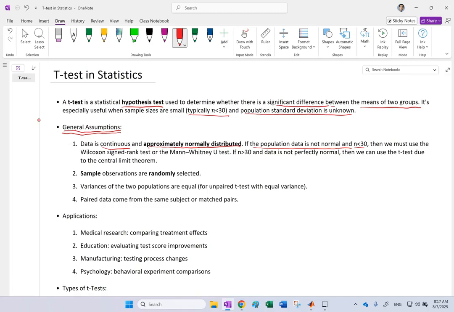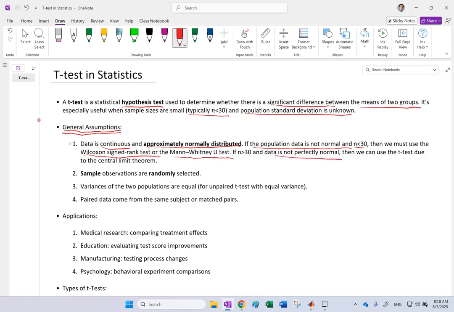If you don't have enough data and your data is not normally distributed, then there are other tests we can use. One of them is called the Wilcoxon signed rank test, and the other one is called the Mann-Whitney U test. In future videos, I'm going to show you the Wilcoxon and the Mann-Whitney, okay? The W test and the U test. So I'm going to show you those in future videos.